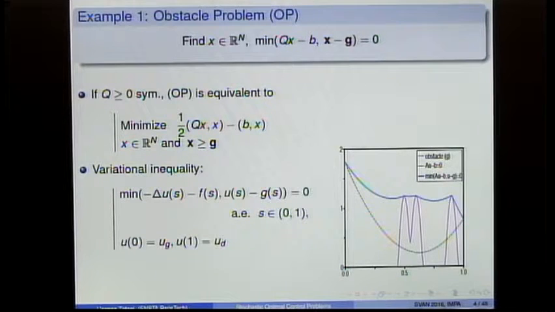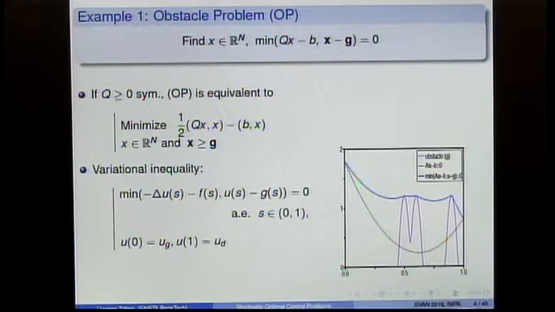And actually, this simple optimization problem is very important also in PDEs. For example, if you discretize this kind of equation, now here my u is a function of s between 0 and 1. This is the Laplacian, which means in this case just the second derivative. So if you are asking the minimum between minus the second derivative minus f, and u minus g to be equal to 0, then when you discretize this equation, you end up with this obstacle problem.